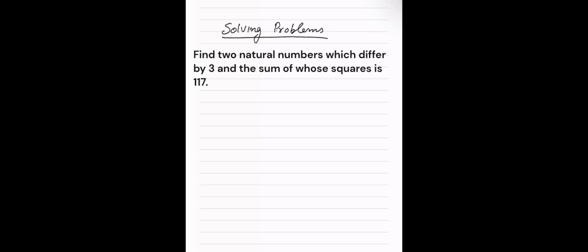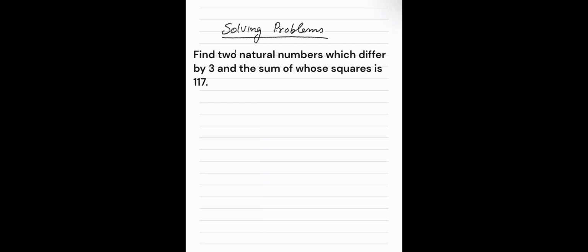Okay, so one number is x and the other number is going to be x plus 3, right? They differ by 3 means the difference is just 3. Now the sum of whose squares is given. The sum of the squares is 117. That also you know how to do.